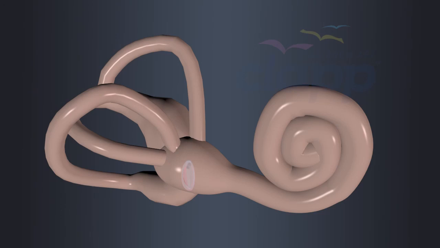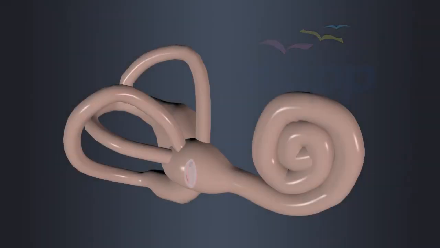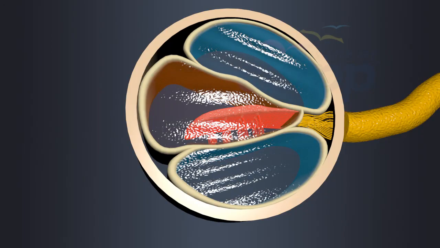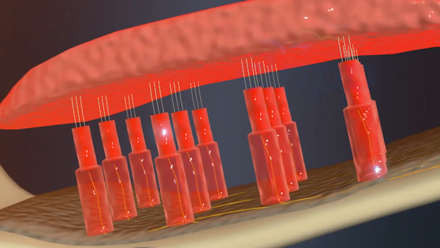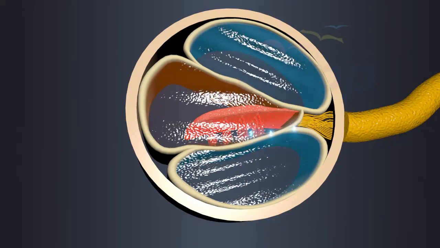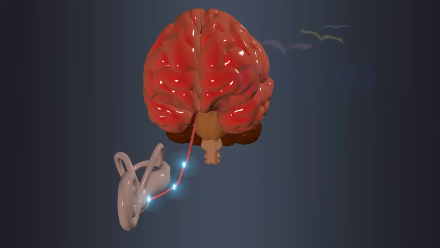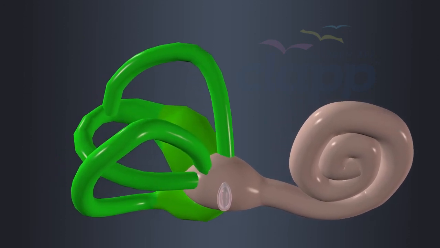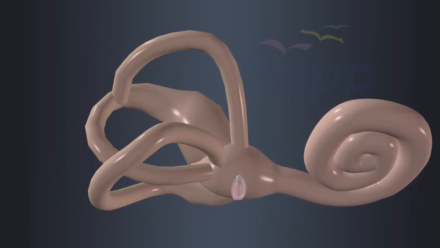Inner ear. The inner ear is comprised of cochlea, three semicircular canals, and vestibule. Cochlea is a spiral-shaped structure filled with fluid and hair cells. These hair cells in the cochlea convert the amplified vibrations into electrical signals that the auditory nerve carries to the brain for interpretation. Semicircular canals and vestibule help in maintaining the body balance.